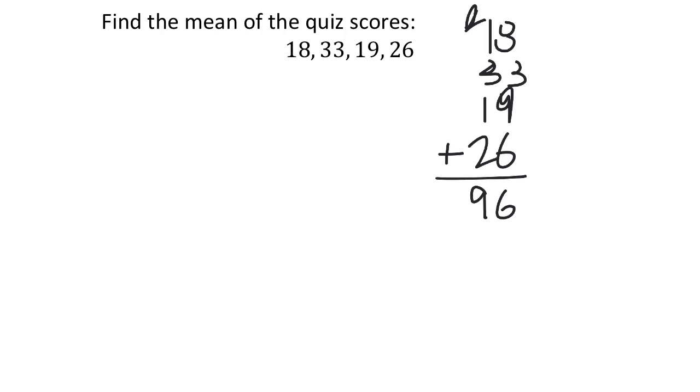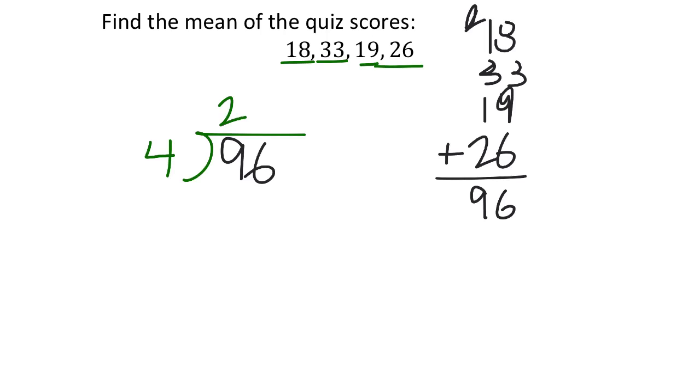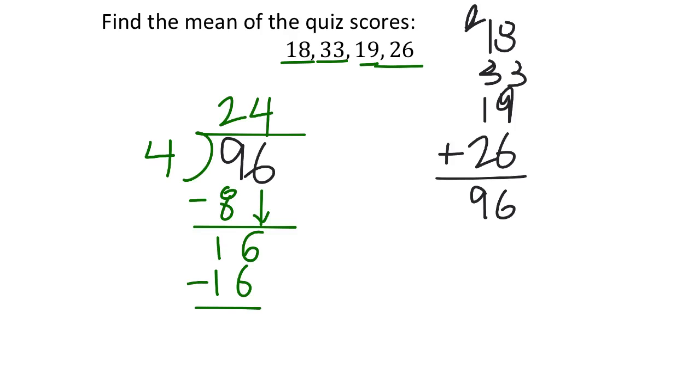96. And we're going to take that 96 and we need to divide it by 1, 2, 3, 4 values. 4 goes into 9 twice. 2 times 4 is 8. Subtract that and get a 1. Drop the 6. 4 goes into 16 4 times. So I got 0 remaining. That's good. And the mean itself is 24.